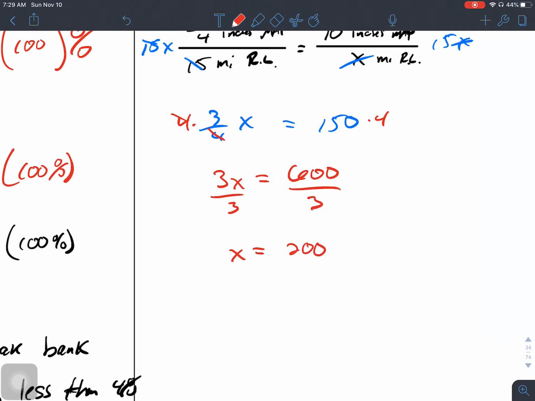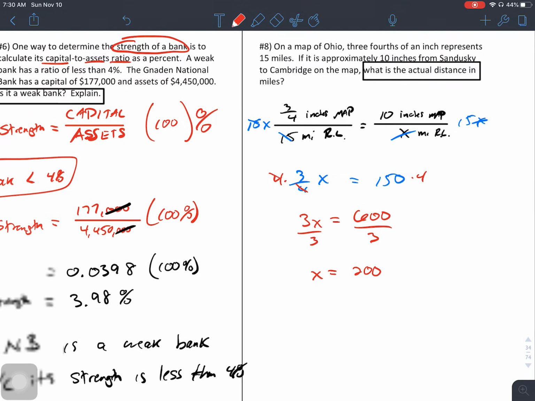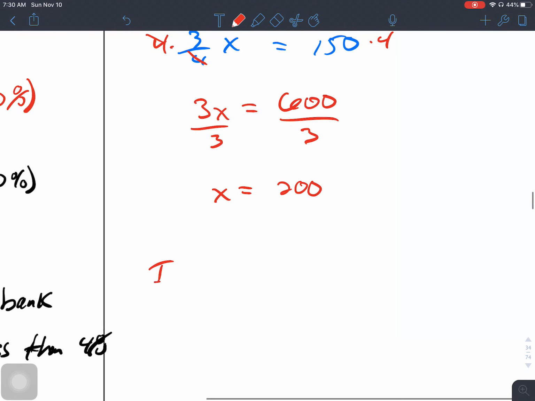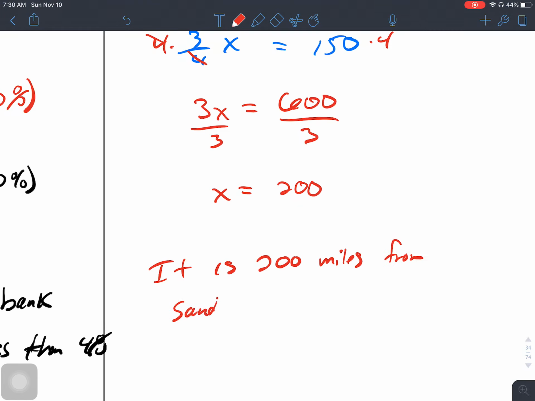I say 200 so weirdly because I had something different written on my paper, which doesn't really make a lot of sense, but let's go ahead and go with 200. So answer the question, what's the actual distance in miles from Sandusky to Cambridge? It is, I don't know if this is actually right, by the way, I just made up the problem. It is 200 miles from Sandusky to Cambridge.